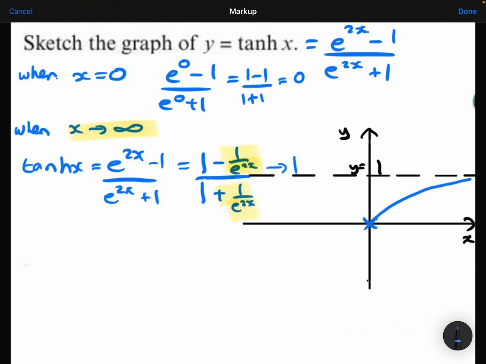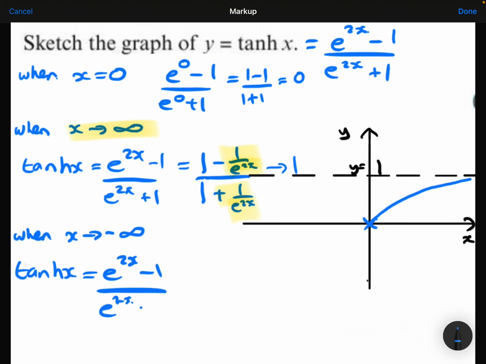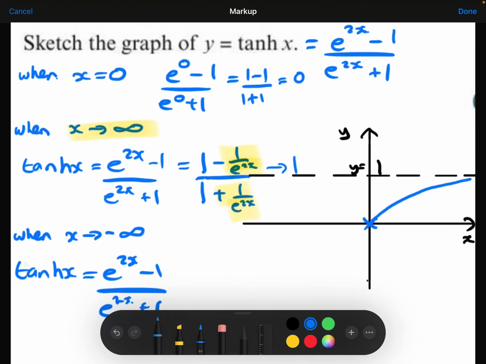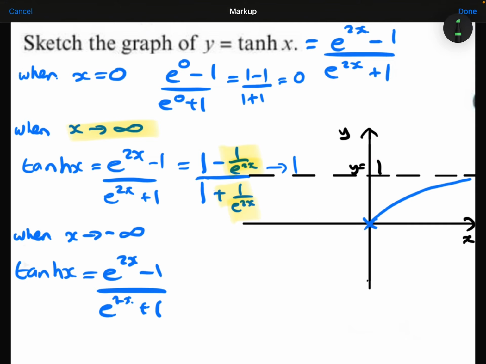Now let's consider when x tends towards negative infinity, when x is negative values now. This is actually a little bit easier to do. I don't have to do any algebraic manipulation for this. Because when x becomes a really large negative number, I know this is going to tend towards 0, and this is going to tend towards 0.